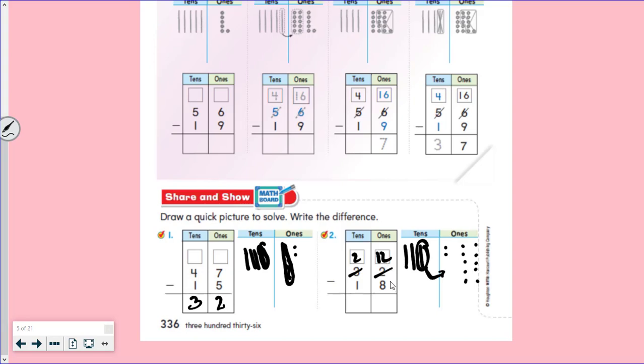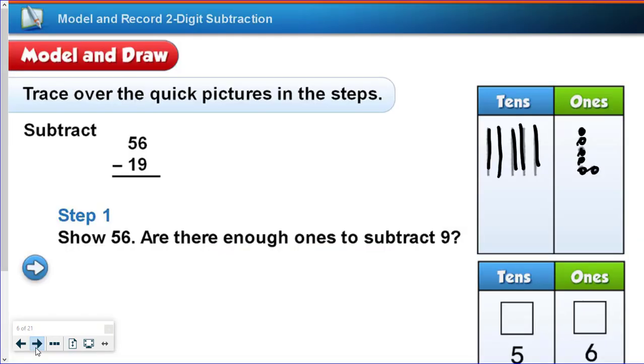So now I have 12 take away 8. Yes, I can take away 8. So I'm going to take away these 8 right here. Okay, so that leaves 1, 2, 3, 4. Now the 10s, 2 10s take away 1 10. So cross this guy out, leaves 1 10. So the answer is going to be 14. Alright, let's continue.